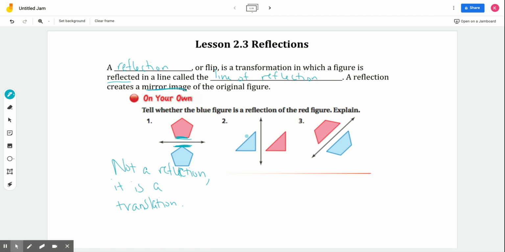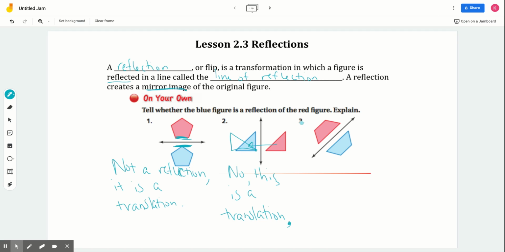So when we look at number 2, and we would fold the red figure over to the blue, so across that line of reflection, we see that this corner would look like this. So we can see that that's not what the blue image looks like. Again, this was a simple translation. So no, this is a translation. They slid that figure over.